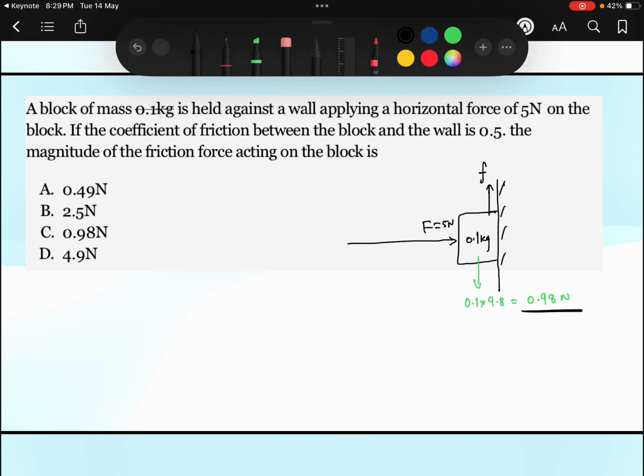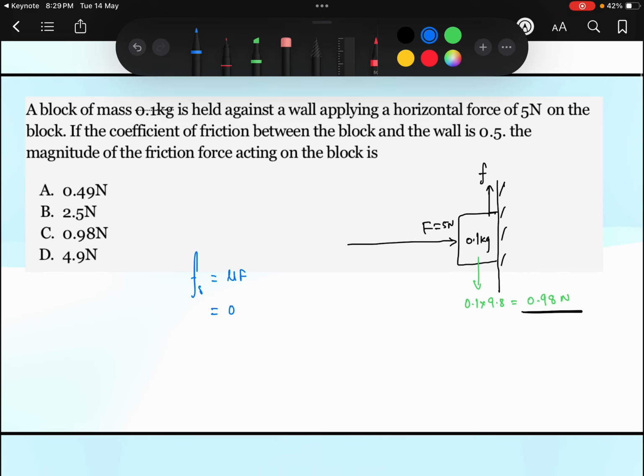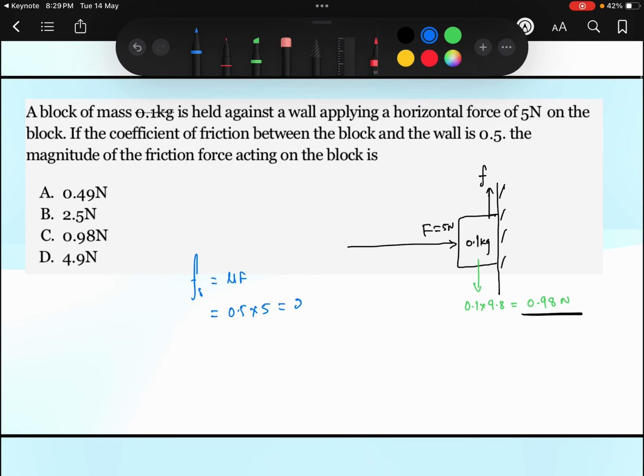Now if I calculate the maximum value of this friction, F static maximum will be equal to mu into the force acting, that means the normal. The value of mu is 0.5 and this force, that is the normal, is 5 Newton, so that will be equal to 2.5 Newton.